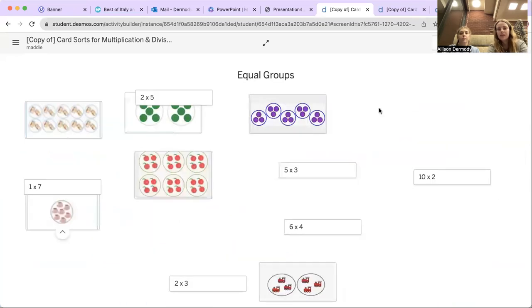The next readiness level is going to be for students who are ready to match multiplication equations to their arrays. So for this one, they're just going to have the pictures of the arrays and they're going to drag their multiplication equation over to the array. And again, any answer can go with any array. So if the student is struggling, the teacher will be able to see that on their end.